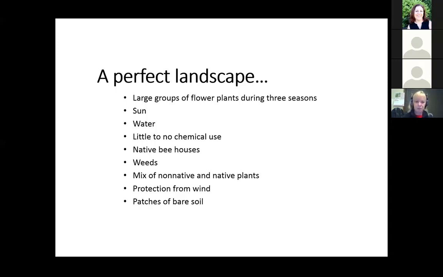Little to no chemical use, and that's not necessarily because pesticides are inherently bad. Like Jonathan already talked about, it's a tool. It shouldn't be the first tool that we go to, and it shouldn't be the only tool that we go to when there's a problem in our landscape.